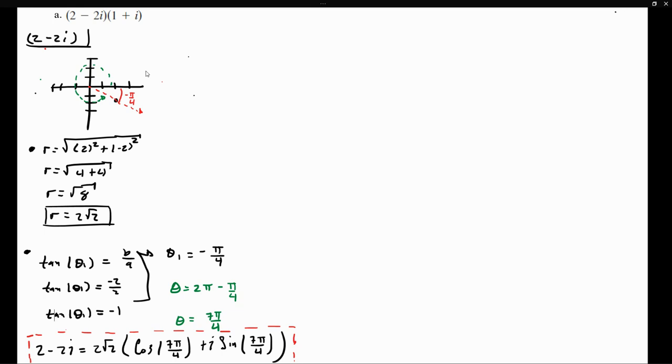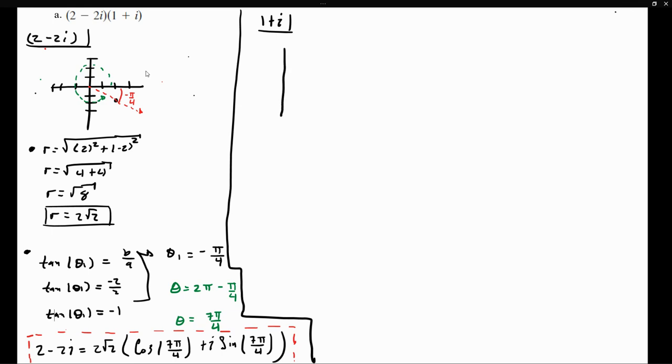So let's try to do the same for my second number, 1 plus i. Let me actually just separate this. So let's try to rewrite that number, 1 plus i, in its complex form. Well, again, let's start by defining its location. My location is 1 real, 1 imaginary, which is here. That's the first quadrant, which is great.